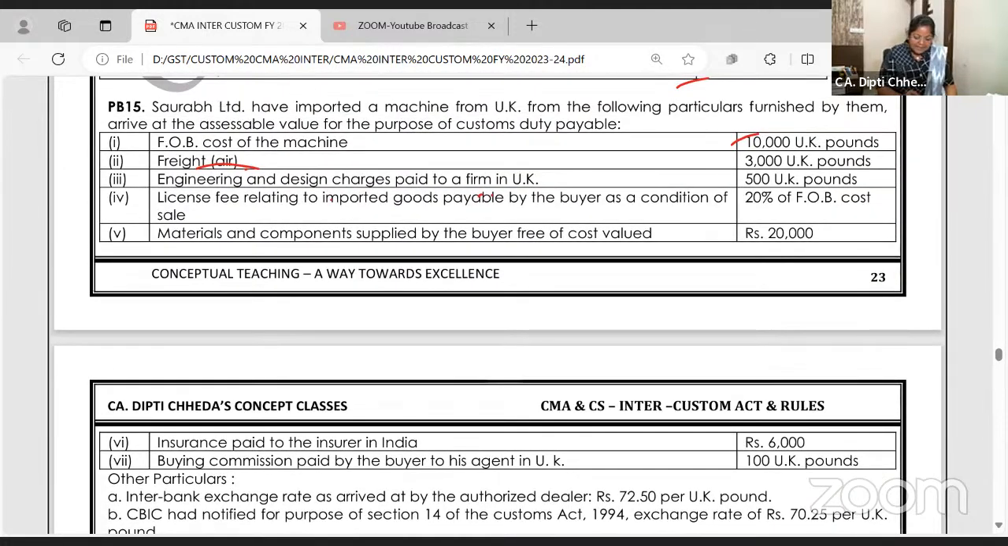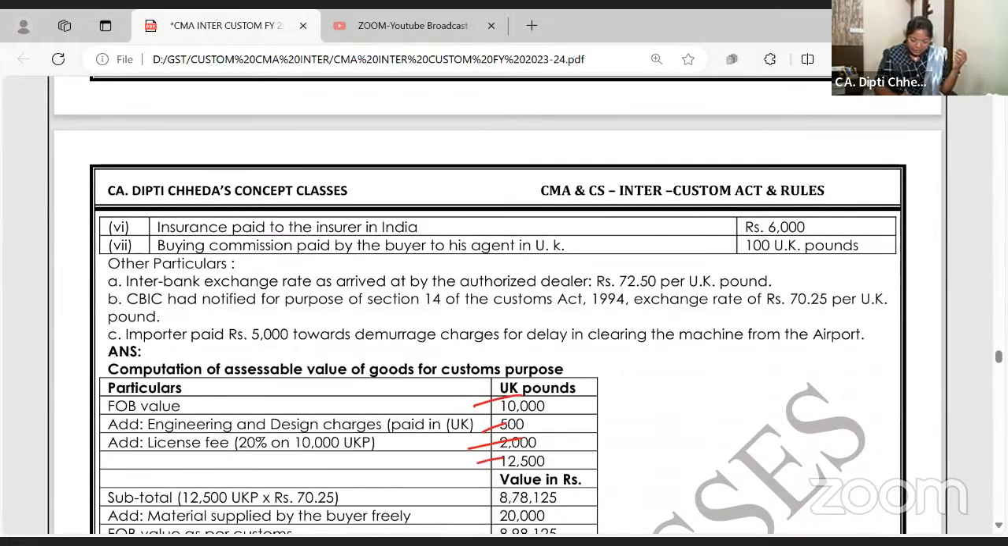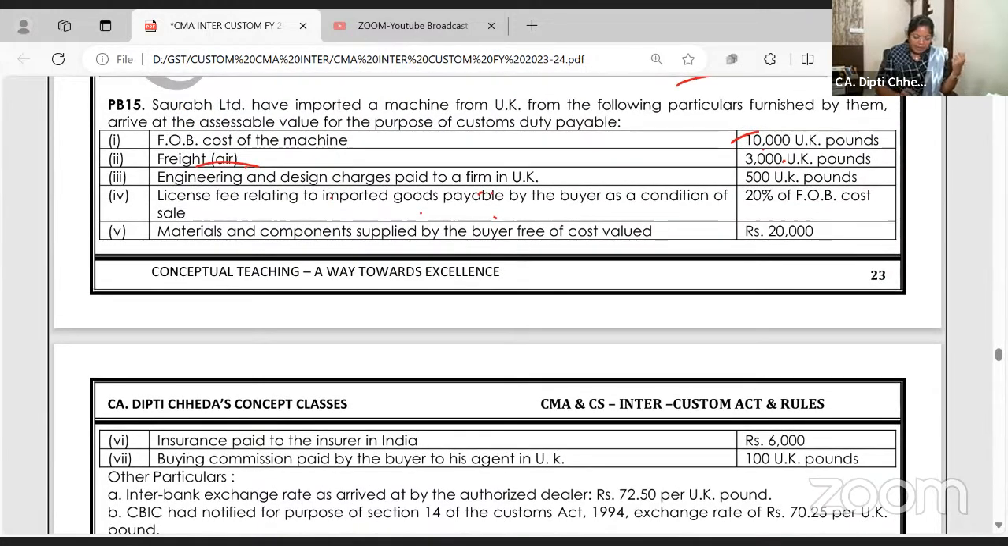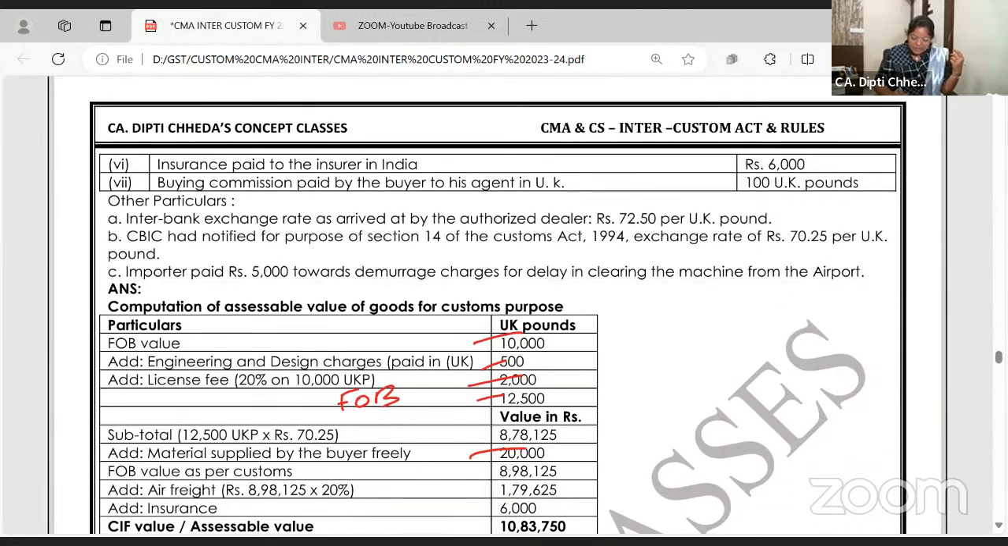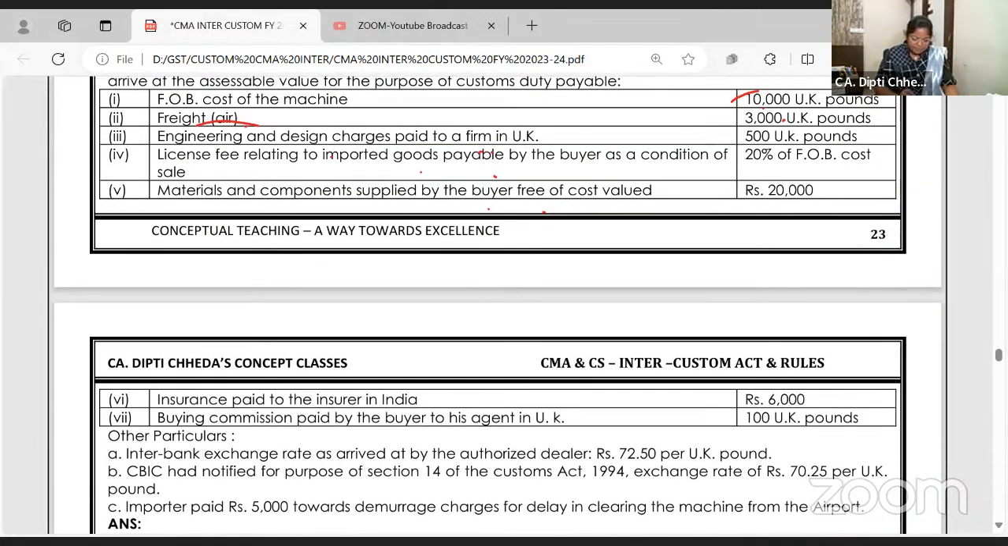Now license fees relating to import which is payable by buyer as a condition of sale. So we have to pay royalty, license fees, designing charges. All this will be added to the 20% of the FOB. So 10,000 का 20%, तो वो भी 2,000 add कर दो. So this is basically the FOB for the export. Okay. Material and components supplied by buyer, but these are in rupees. So of course this we will add after converting the pounds into the rupees.